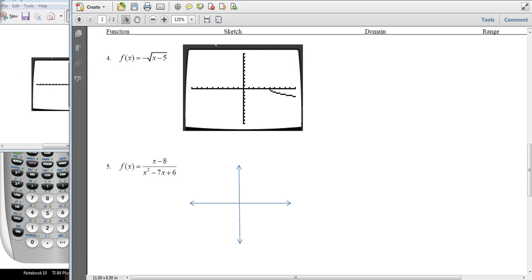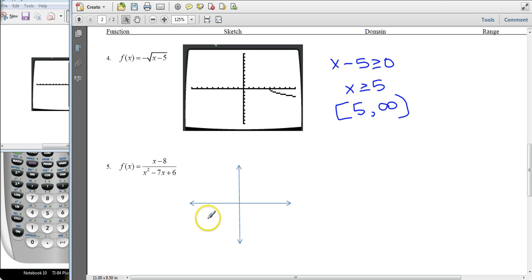Once again, we have a radical, so we need to take the radicand, just the piece underneath, set it greater than or equal to 0, and this time the domain is x is greater than or equal to 5, and you can see on the graph it starts at 5 and it goes off to positive infinity. Square bracket 5 comma infinity. Number 5, let's graph that one.